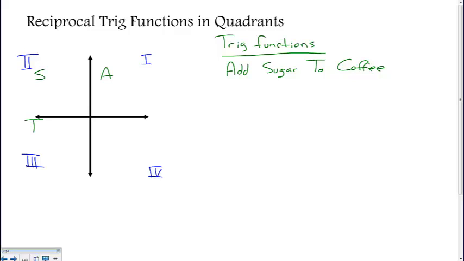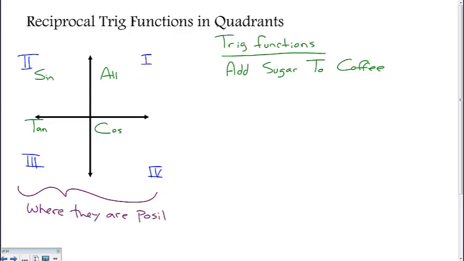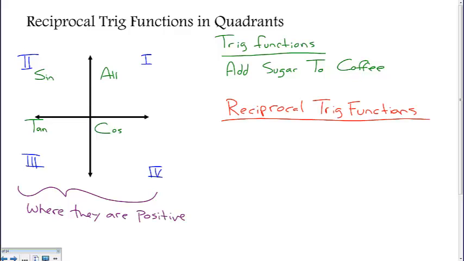What this told us was that in quadrant 1, all of the trig functions were positive. In quadrant 2, sine was positive only, which meant that tangent and cosine were negative. In quadrant 3, tangent is positive, but sine and cosine are negative. And in quadrant 4, cosine is positive, but sine and tangent are negative. So you notice that there are two quadrants in which each function is positive. Our reciprocal trig functions happen to be positive in the same quadrants as their given trig functions.